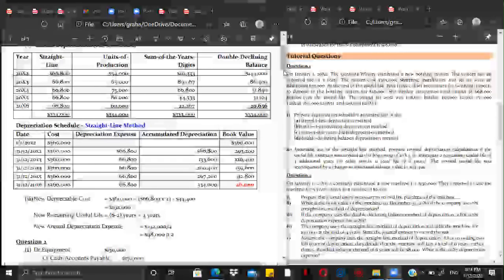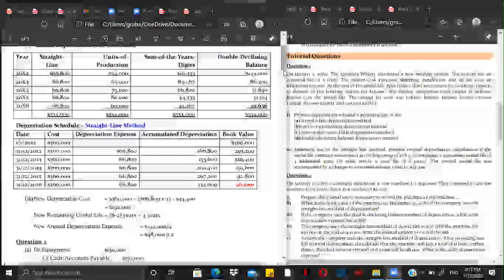And you would just use the 50 cents per bottle multiplied by the total output of bottles, so the 160,000 and the 120,000 for the rest of the years. You would multiply those to get the annual depreciation for each year.